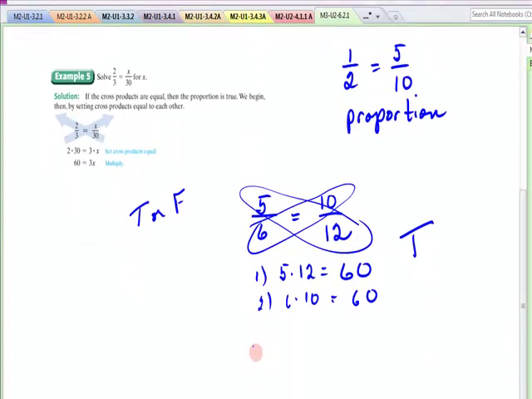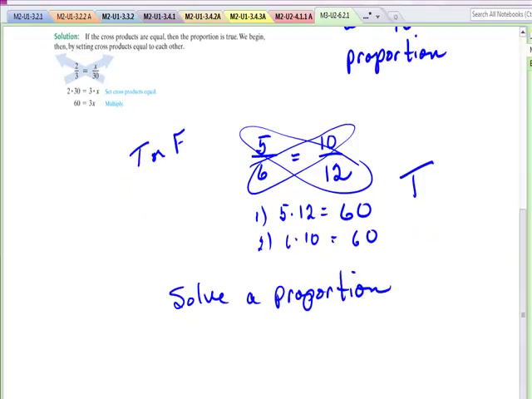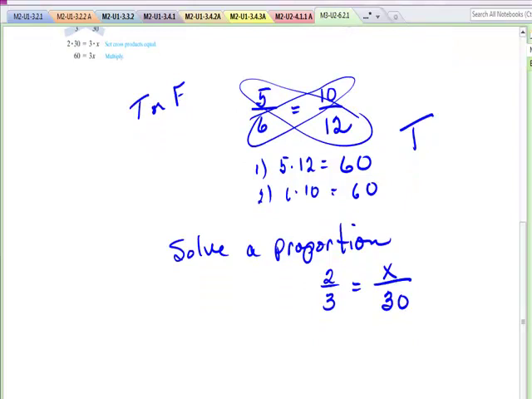When there is a missing number and you're asked to solve a proportion, you're going to use this same idea of cross products. If I have 2:3 as an unknown number is to 30, now you could write this out as an equation, or you can do it as a two-step method. They're both good techniques. I'm going to work primarily with the two-step method.